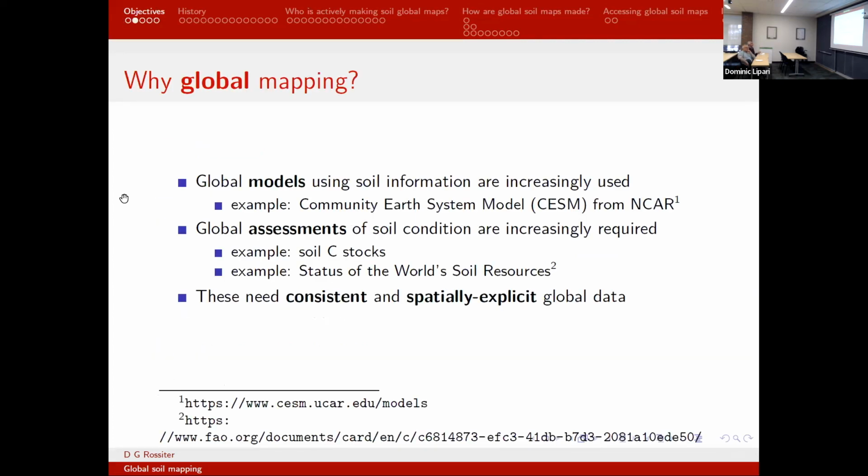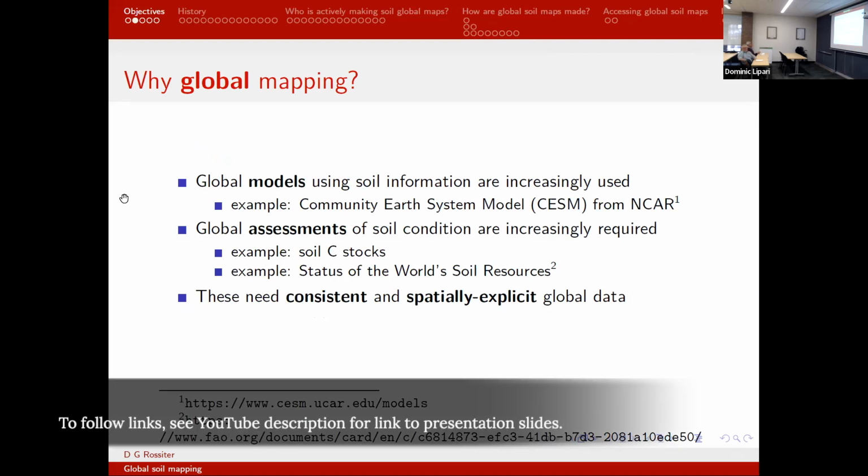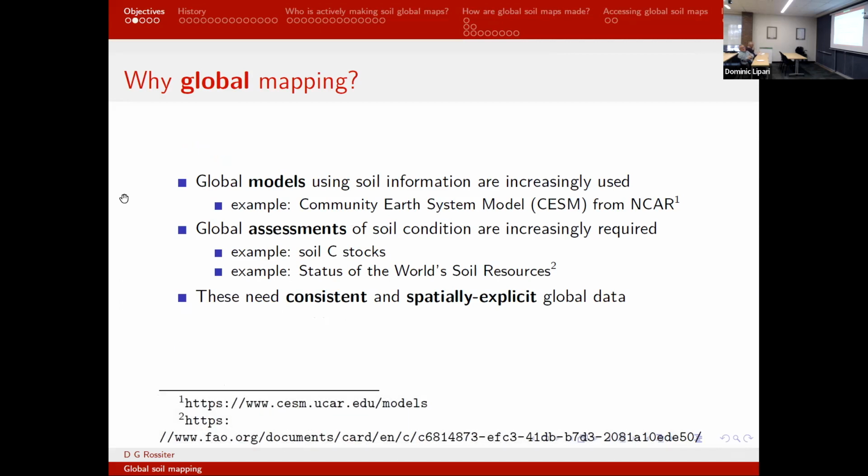So why do we do global mapping? The reason is we now have global models. There's a lot of global modeling, and I gave a good example here of a very popular model. There's a lot of demand for global assessments, like the status of the world soil resources, where you're trying to compare countries, approaches, and so forth. And so you want some consistent global databases.